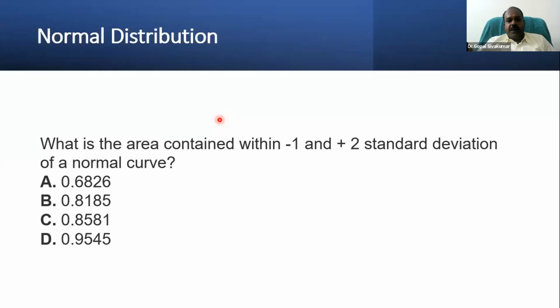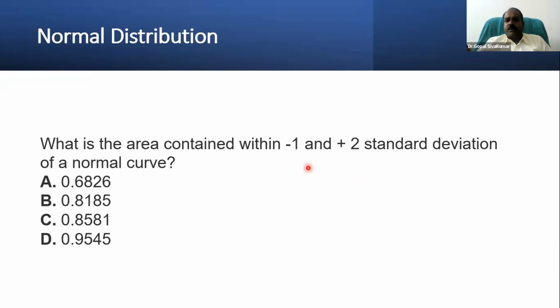Right. So the first question for discussion today is, what is the area contained within -1 and +2 standard deviation of a normal curve? And tell me, if you have a normal curve, we know certain rules. -1 this side and +1 this side, the area is 68. -2 to +2, the area is 95.45. Plus or minus 3 standard deviation, the area is 99.73. Tell me, how will you answer this?